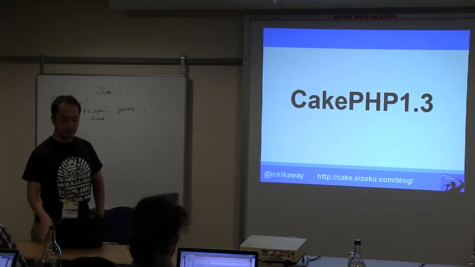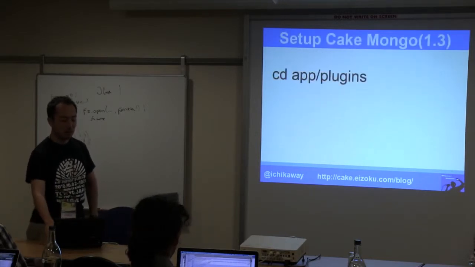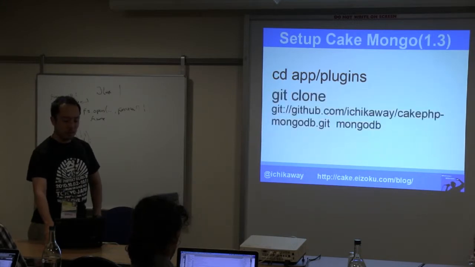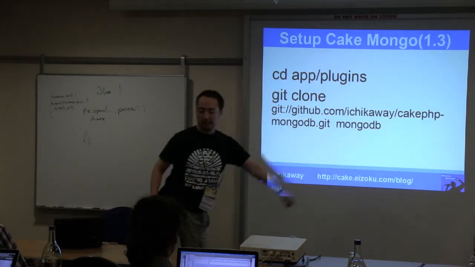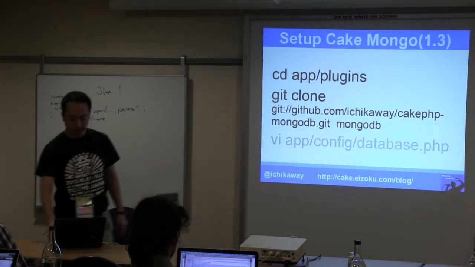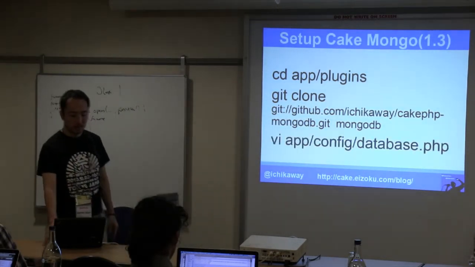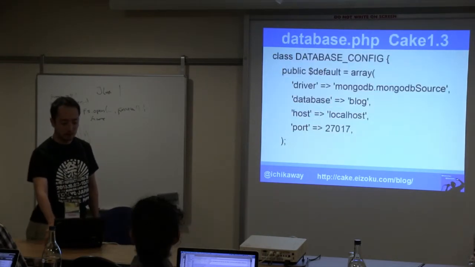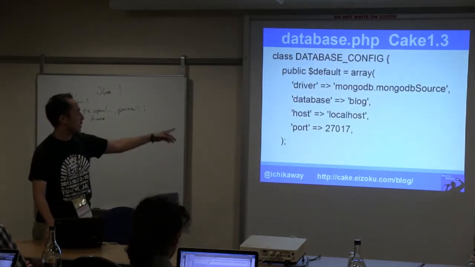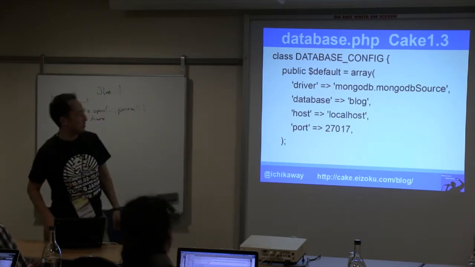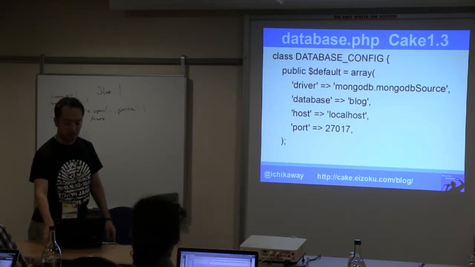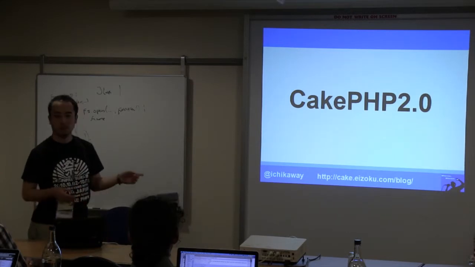How to use it with Cake 1.3? At first, change directory to the plugin folder. Then git clone, and the folder name is mongodb. And edit database.php like this, using the driver key equal to mongodb_source. It's easy.